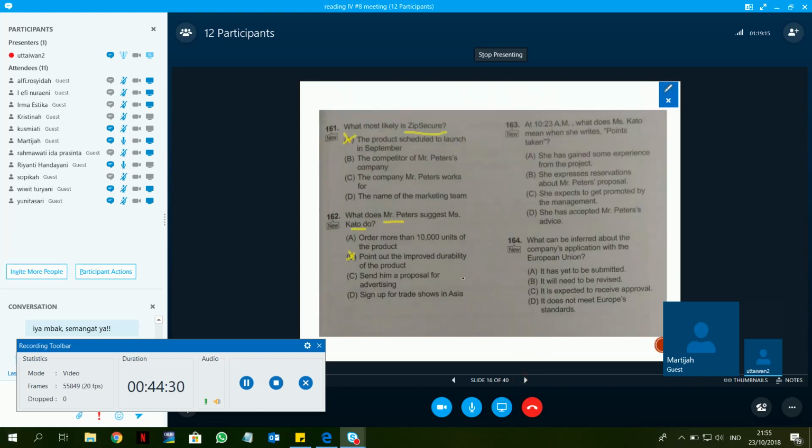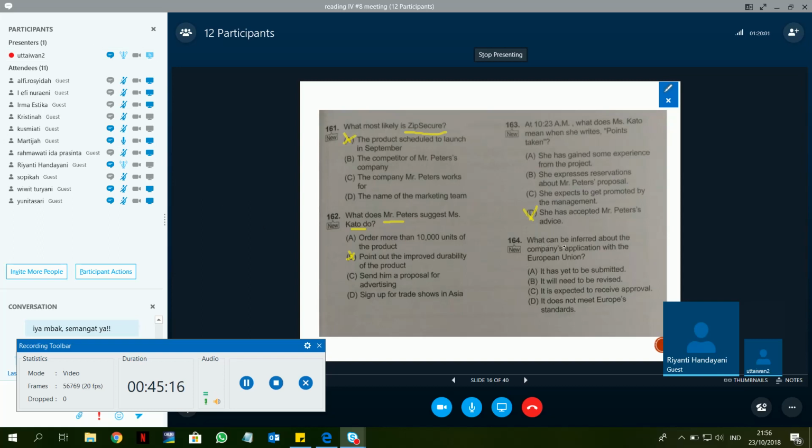Nah, ini berarti apa? She has gained some experience from the project, or she expresses reservation about Mr. Peter's proposal, or she expects to get promoted, or she has accepted Mr. Peter's advice. Ini kan expressing agreement, dia setuju dengan pendapatnya Peter. Jadi jawabannya adalah she has accepted. Kan point taken. Oh ya, aku paham. Accepted.